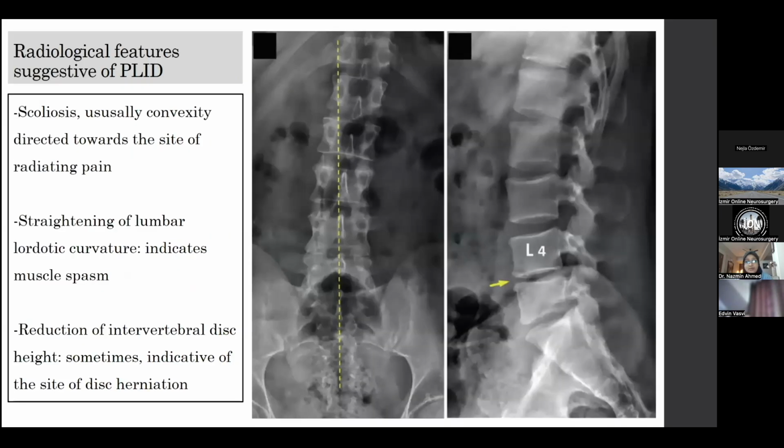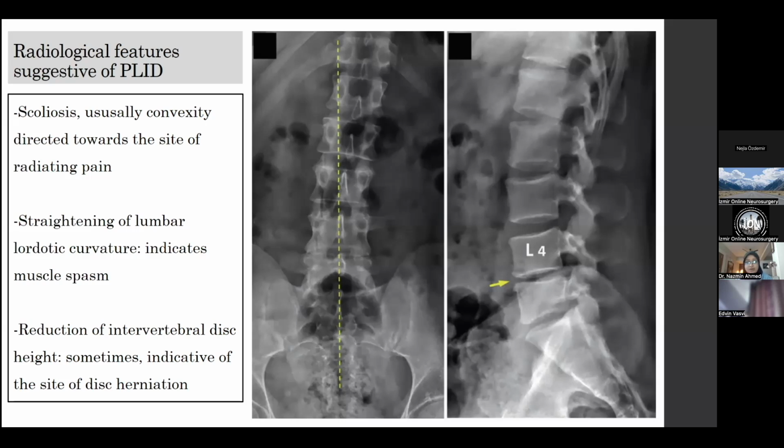Now one by one, I will share the suggestive features of prolapsed lumbar intervertebral disc. This is the X-ray of the lumbosacral spine, AP and lateral view, where it is demonstrated that there is scoliosis with convexity directed towards the right side. It indicates that the patient may be suffering from a herniated lumbar disc. In the lateral view, it is evident that there is almost straightening of the lumbar lordotic curvature, which indicates muscle spasm. And there is reduction of the height of the intervertebral disc at the level of L4-5, so that might be the level of the herniated disc.